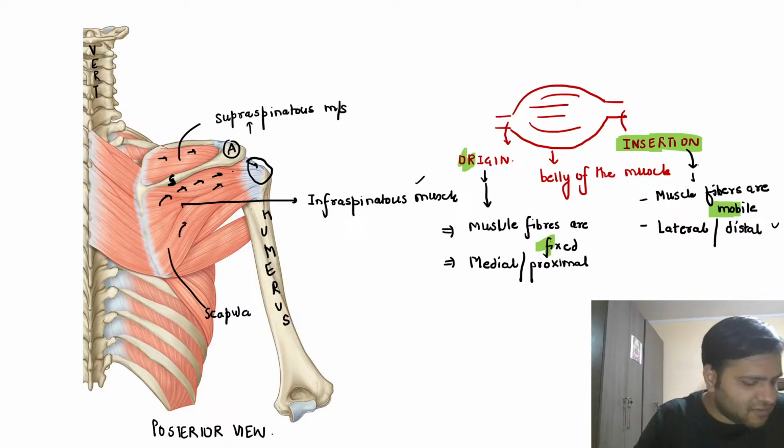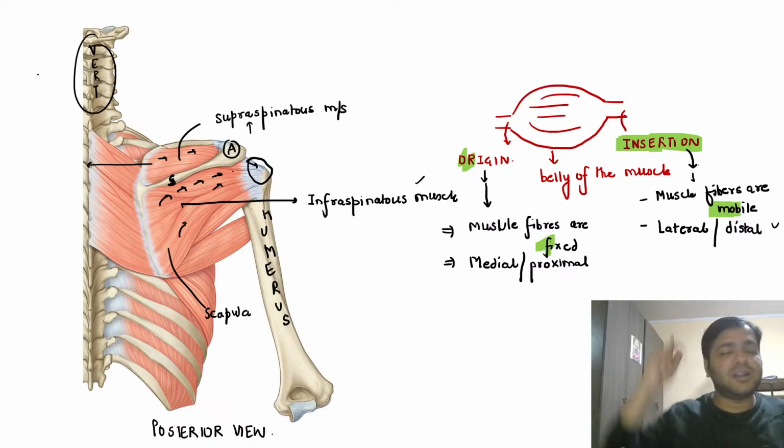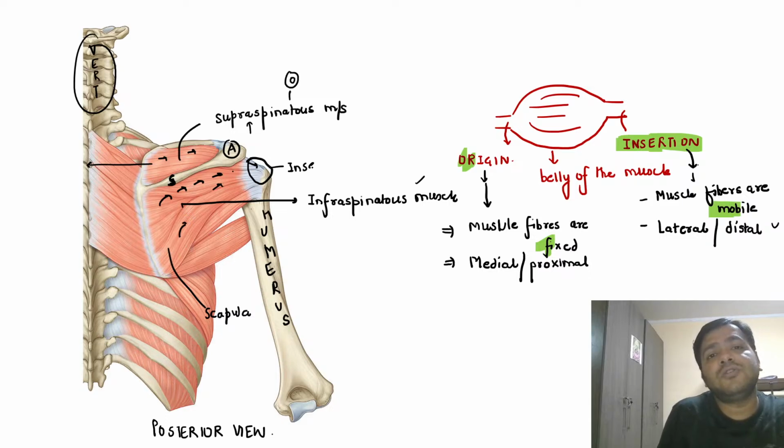On which bone will the action be produced? Yes, the humerus is the one where the action will be produced. What is the origin over here? Origin is always closer to the midline. The vertebra is in the midline. So the supraspinatus origin will be from the scapula. Insertion will be on the humerus.